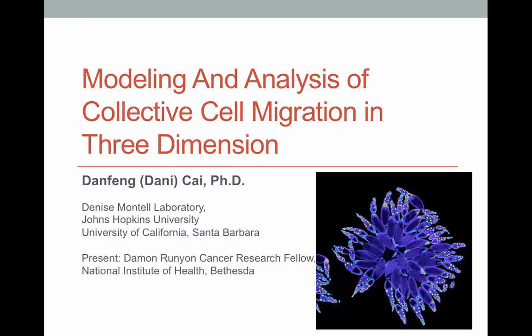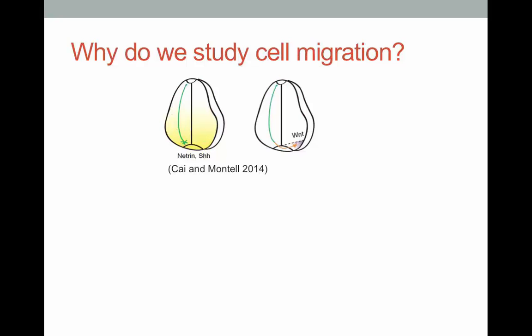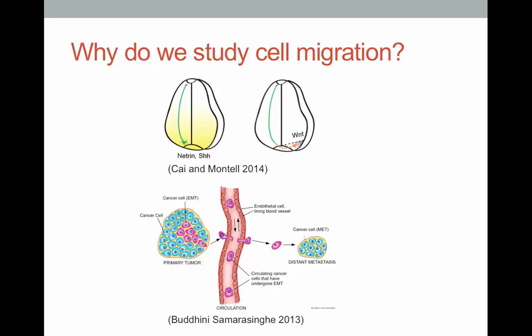As Lindsay mentioned, in Denise Montel lab, we're interested in studying cell migration. So why do we care about it? Because, for example, cell migration is heavily involved in the developmental process. As you can see here, this is a cross-section of the vertebrate spinal cord, and shown in green is a single axon, which is able to migrate long distances, following multiple cues until it reaches its final destination. So cell migration is an indispensable process during the development of the body.